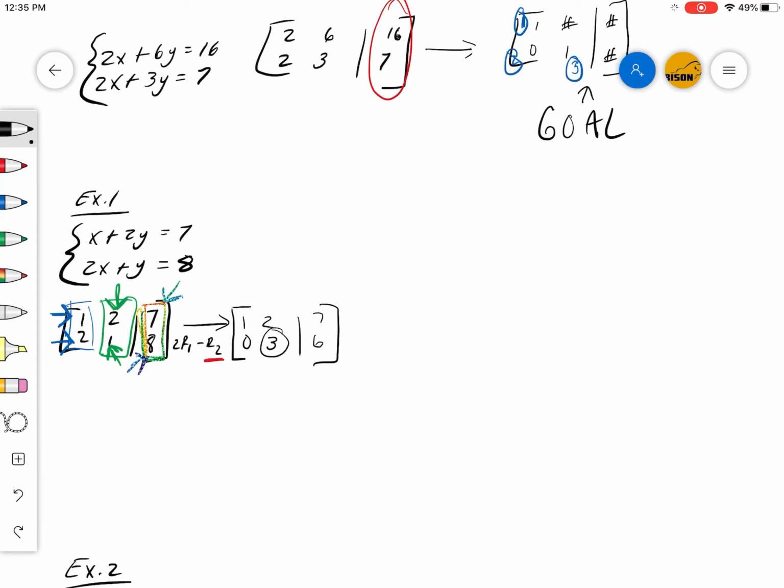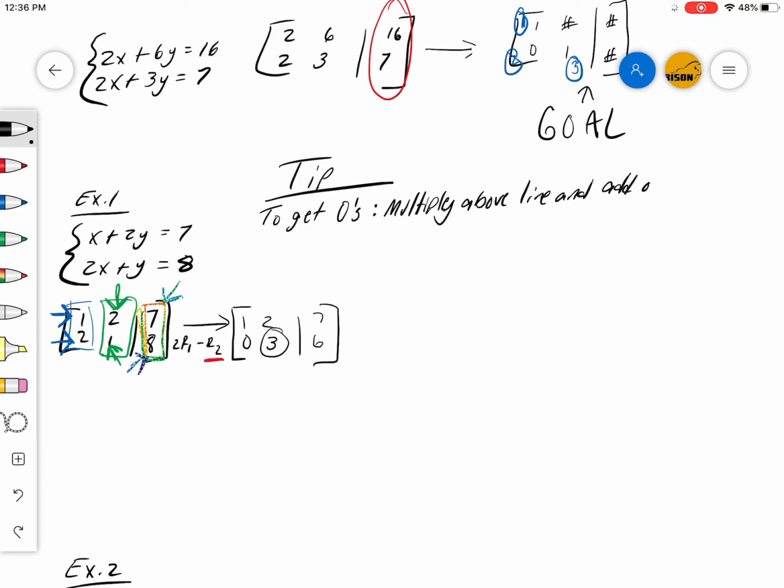All right, I'm going to give you a tip. To get zeros, multiply above the line and add or subtract. To get ones, multiply by the reciprocal.